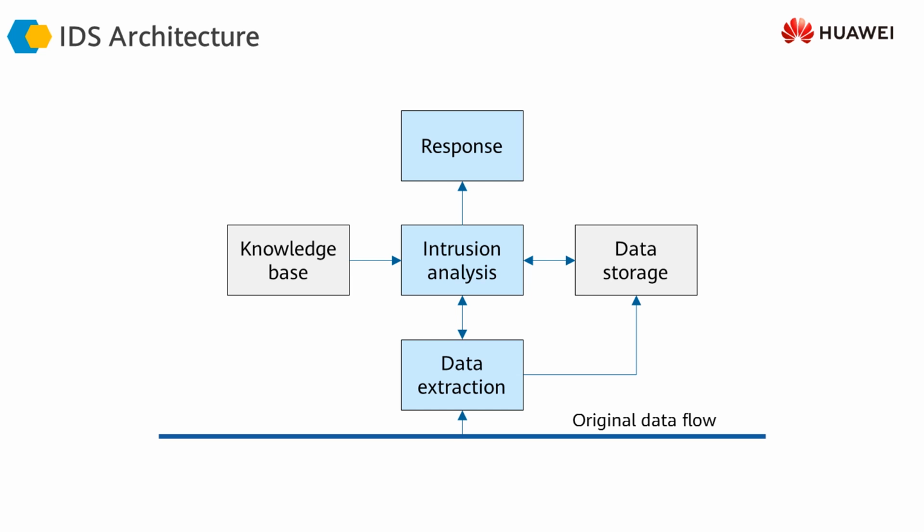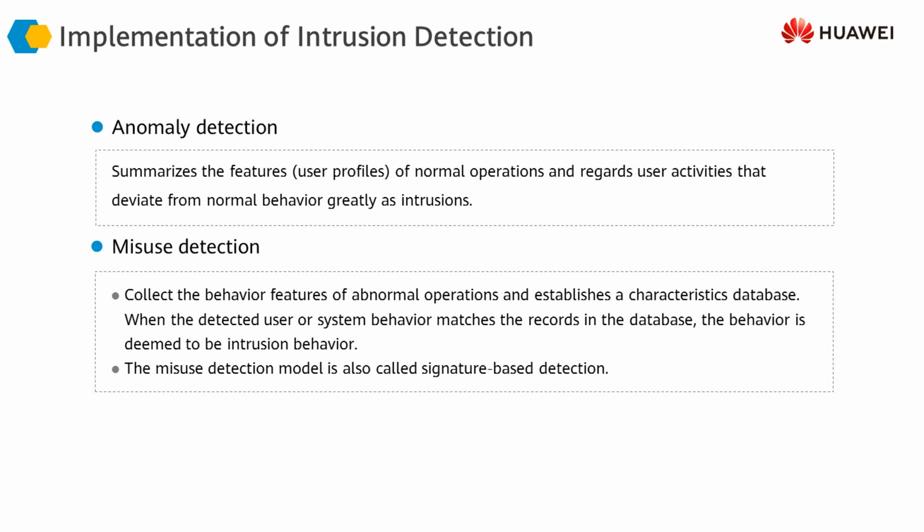At the same time, it is going to store the data, the evidence, or the analysis that it is doing on the data. That information is going to be stored in the data storage, which is part of the IDS. You can implement the IDS based on two intrusion detection principles. One is called anomaly detection or abnormality detection, and the other one is called misuse detection or signature based detection.